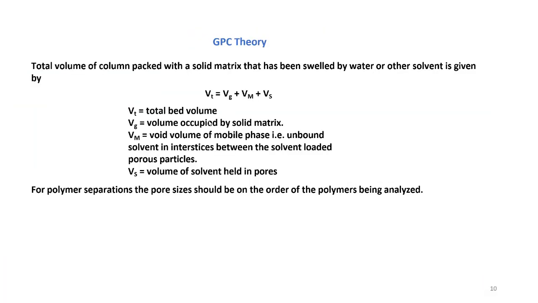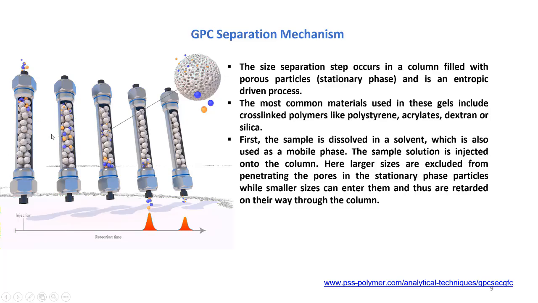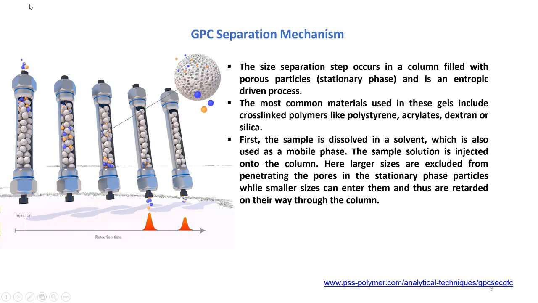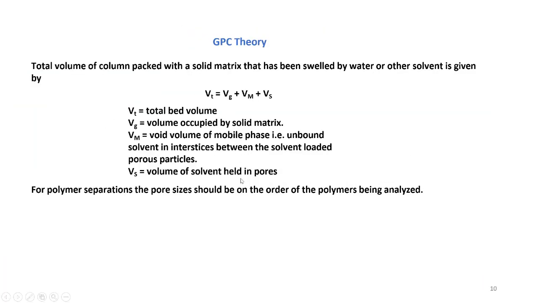Now the theory behind it. We have a total volume of the column packed with solid matrix that has been swelled by water or another solvent. So the total bed volume is given by the volume occupied by the solid matrix, then the volume occupied by the mobile phase, that is the void volume, the volume in between these granules, and then the volume of solvent which is held in the pores. These small pores also have some volume, so the solvent gets trapped in these pores.